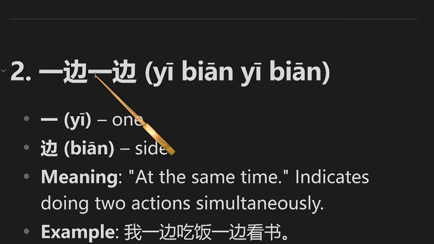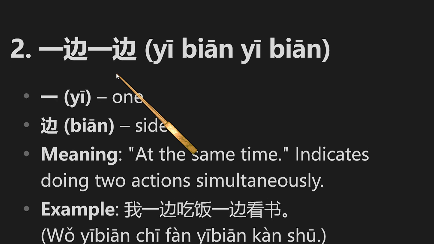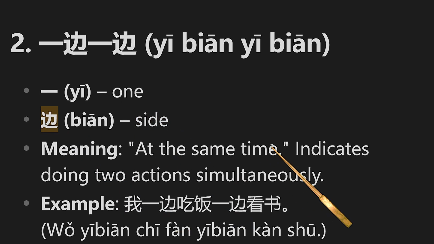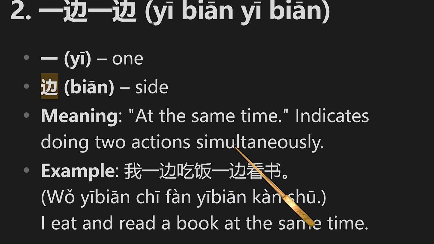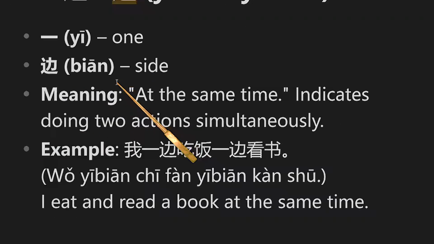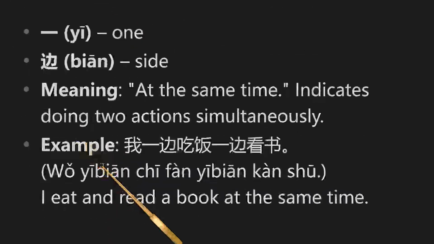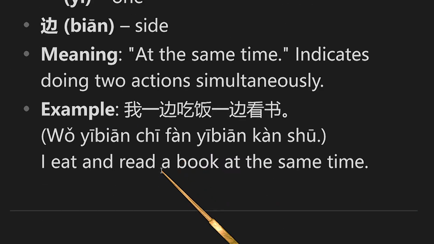Next one is 一边. You don't need to learn these idioms, but you need just to have a little feel, like seeing it for the first time. 一边, it's one, 边 it's a side, but also could be a turn. Also at the same time, indicates doing two actions simultaneously. Let's see. I eat, read. It's not an idiom. I think it's more like a grammar point because they work together. Because I eat and read a book at the same time.